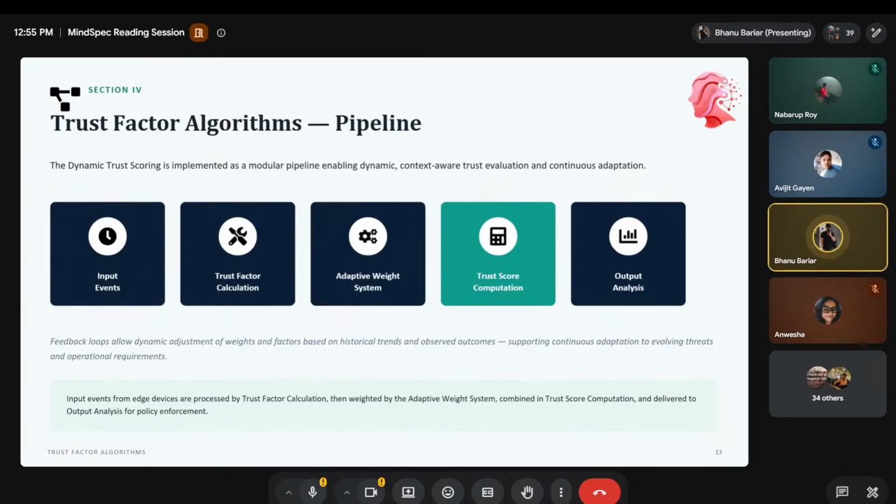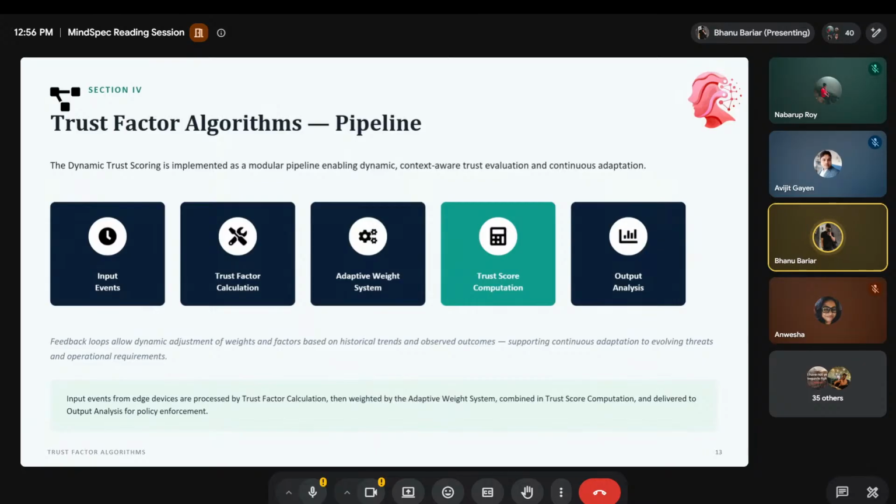These events may include activities such as user authentication, data transmission, software updates, certificate validation, system logs, network communications, anomalies that are detected, and many others. These raw events are then sent to the trust factor calculation module. Here, the system computes four independent trust factors: time, patch, certificate, and behavior.